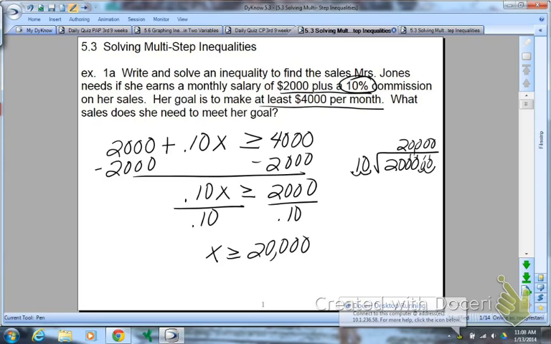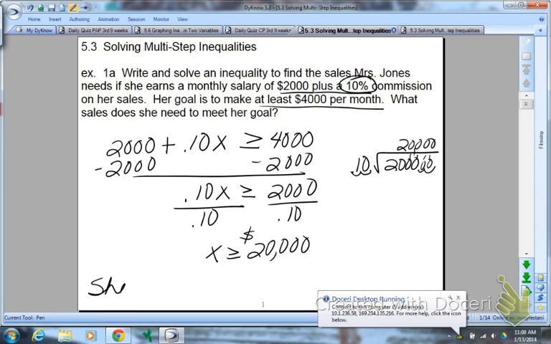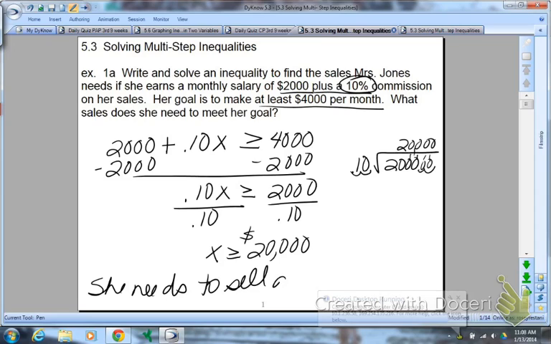And what is that? 20,000 what? We need to sell, or she needs to sell, at least $20,000. Now, it didn't say what they sold, what the product was, so we can't exactly say what they're selling. Okay, any questions on that one?